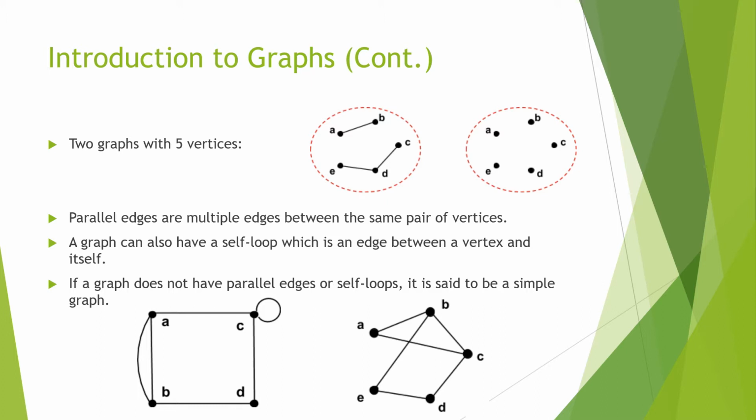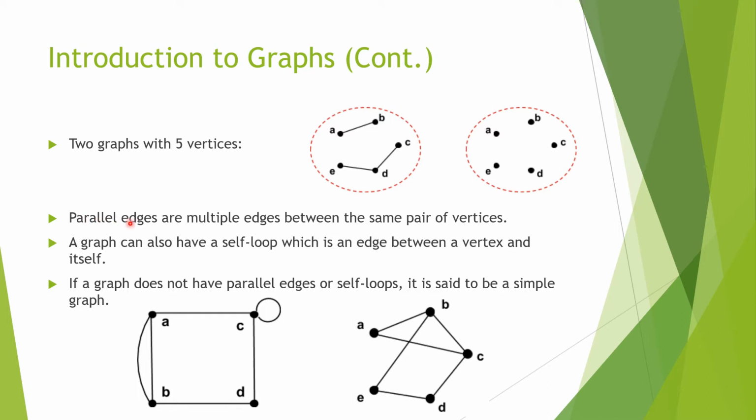So here is an example of two graphs with the same set of vertices. This is the first example, where you have 5 vertices A, B, C, D, and E, and A is connected to B by an edge, E is connected to D by an edge, and C is connected to D by an edge. And then this is another graph with the same exact set of vertices. However, this graph has no edges. So the edge set in this graph is equal to the empty set.